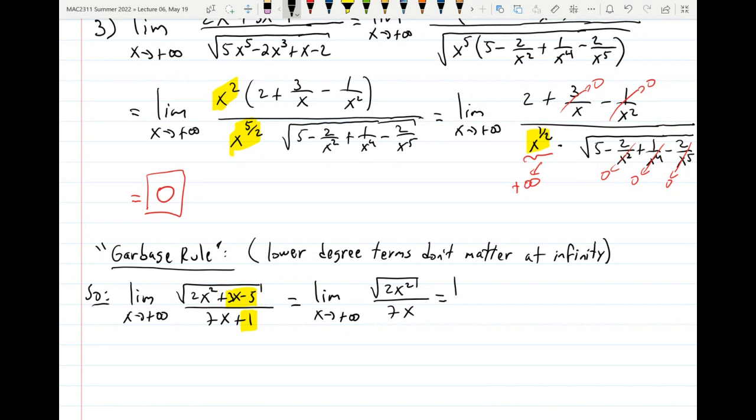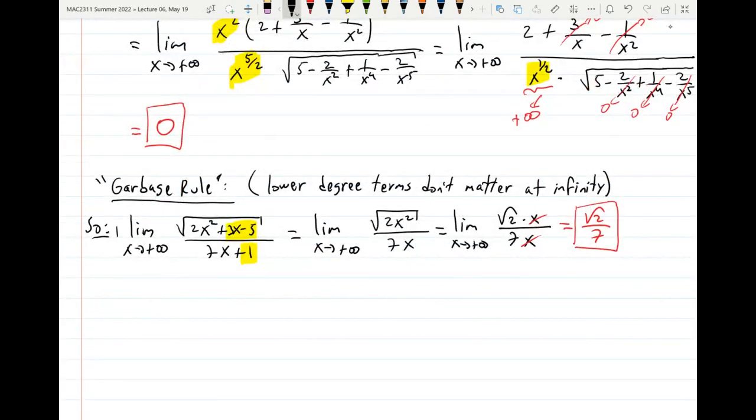Because again, this is the limit as x approaches positive infinity. Now square root of x squared, as you know, is absolute value of x. I'm not gonna repeat the whole thing. It's absolute value of x, but because x is positive, that's just x. So this becomes square root of 2 times x over 7x. These guys cancel, and we see our answer is square root of 2 over 7, because a constant remains, and the limit of a constant is just a constant.